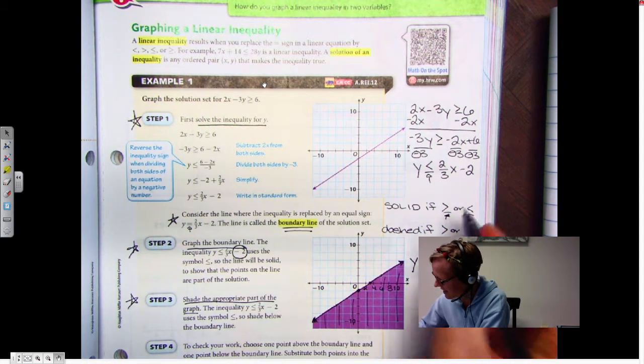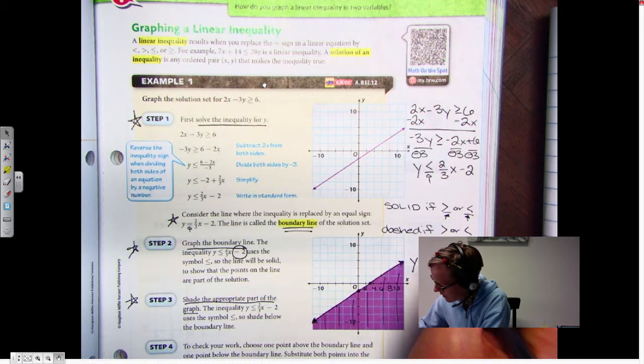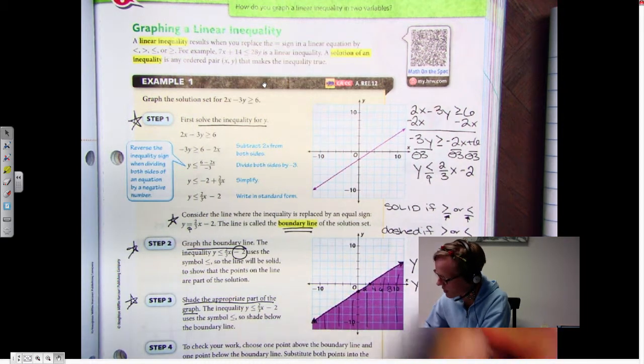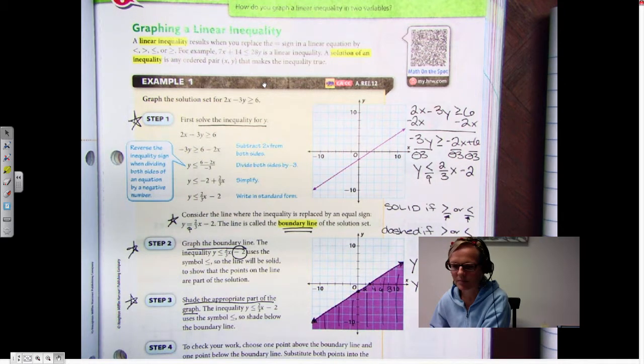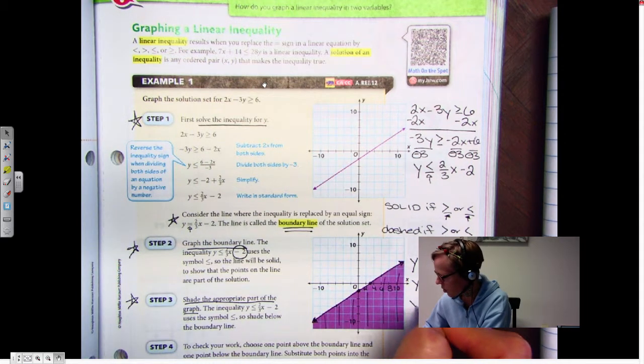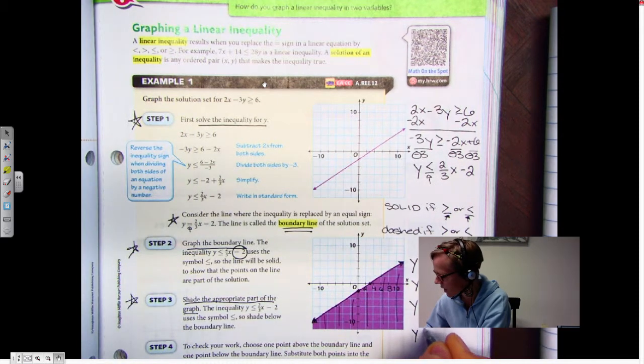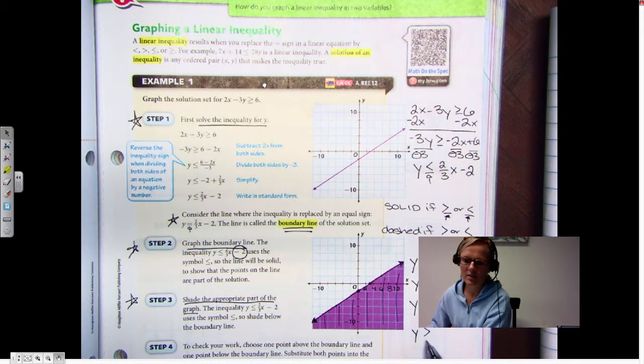So we shaded below if it was a less than or equal to, or we would also shade below if it was just a plain less than symbol. Okay, on the next page we're going to shade above, and you'll see it's for the other direction. If y is greater than or equal to, you would shade above your boundary line, or again, if your y value was greater than, without the equals symbol, you would shade above.